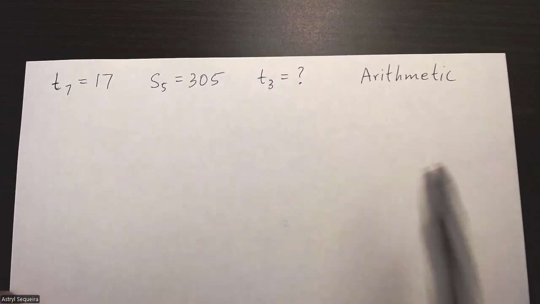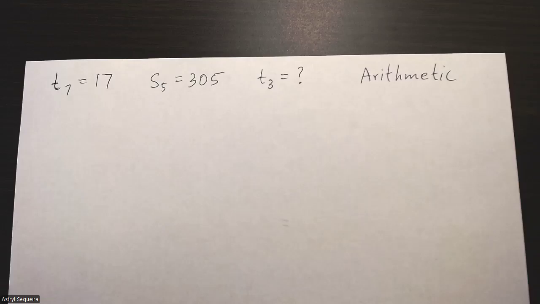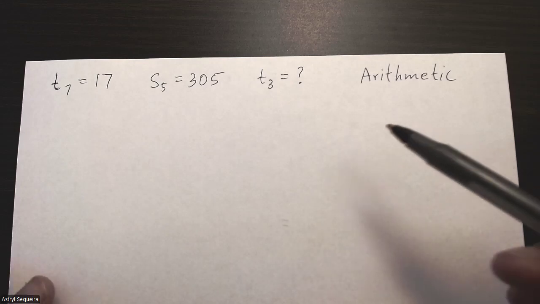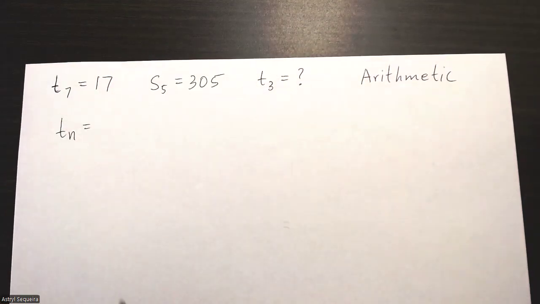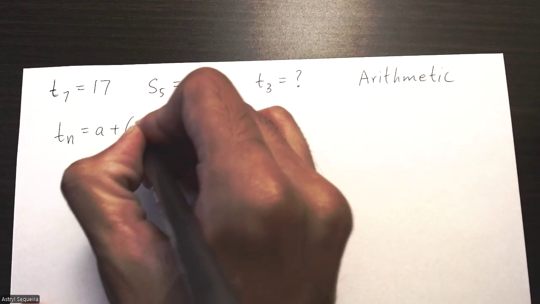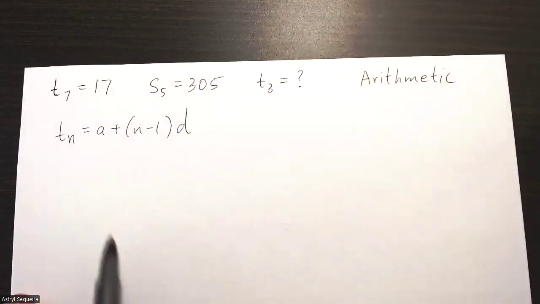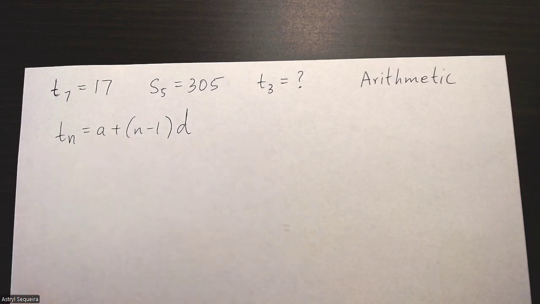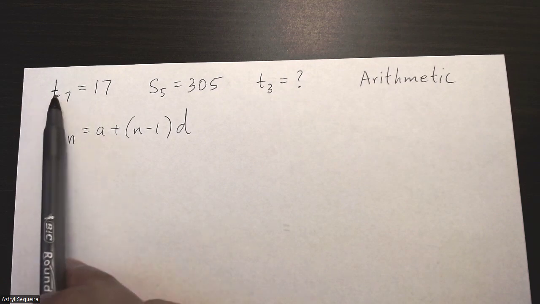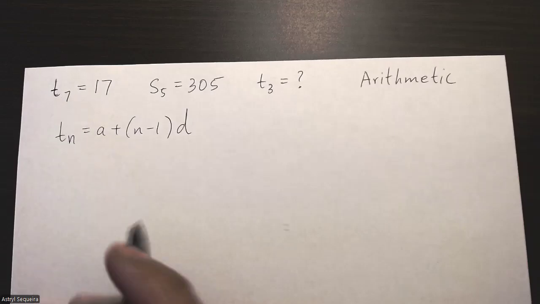Now, if we look at the information provided, we do not have the initial value, which is A, and we do not have the common difference, which is D. So it's not possible yet for us to determine our general term equation, which is Tn equals A plus (n minus 1)D, because we do not have our A and we do not have our D. Generally speaking, when you have something like this, you're most probably going to end up using substitution to solve this problem. So I'm going to start by subbing T7 into this equation.